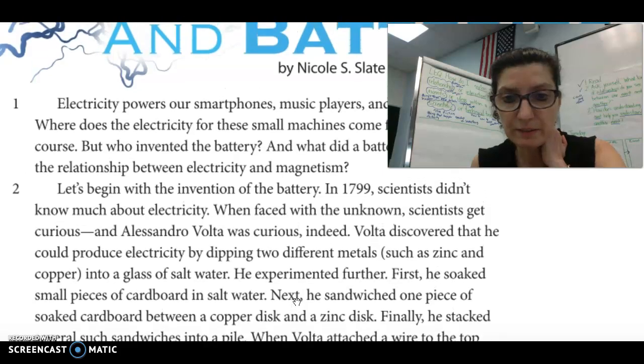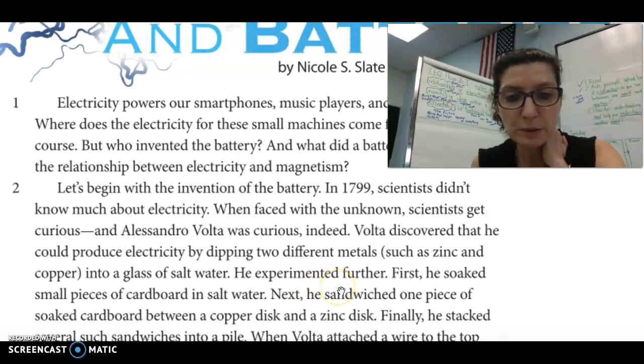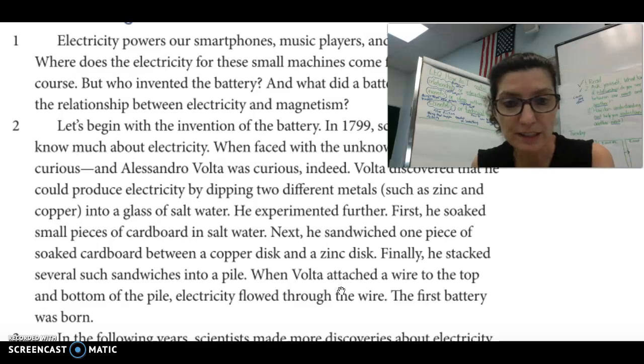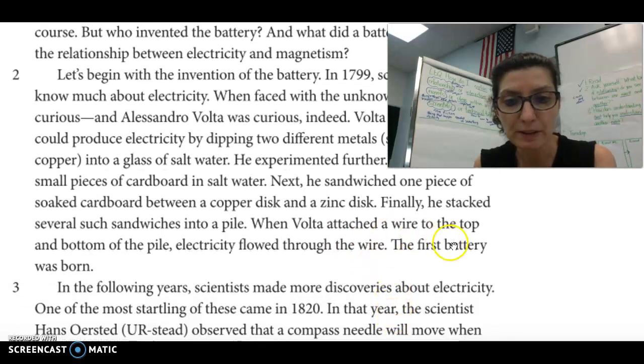Okay, so then we have, he discovered he could produce electricity by dipping two metals such as zinc and copper into a glass of salt water. He experimented further. First, he soaked small pieces of cardboard in salt water. Next, he sandwiched one piece of soaked cardboard between a copper disc and a zinc disc. Finally, he stacked several sandwiches into a pile. When Volta attached a wire to the top and bottom of the pile, electricity flowed through the wire. The first battery was born.